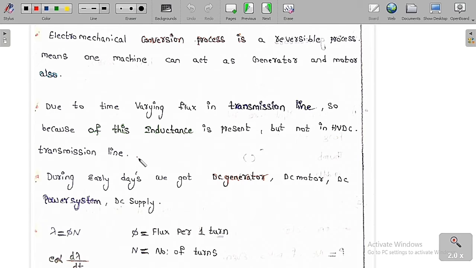But in HVDC, the current is constant, so simply we can say that the flux is also constant, so there is no rate of change of flux, so there is no inductance. Therefore, due to time varying flux in the transmission line, inductance is present, but it is absent in the HVDC transmission line, because the flux is varying only in the AC transmission line but not in the DC transmission line.